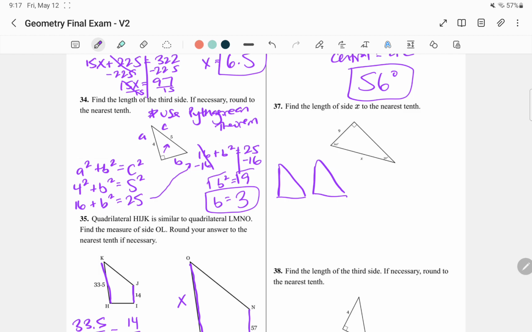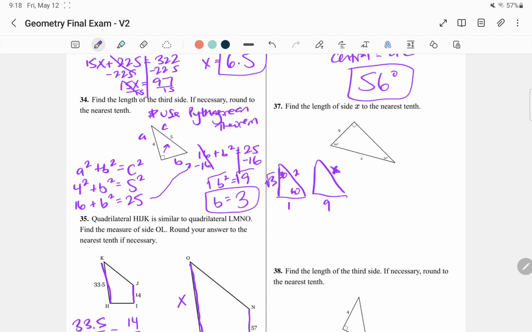So if it's a 30, 60, 90 triangle, let's look at my note sheet here. Across from 30, let's label 30 and 60. Now across from 30 is 1, across from 60 is root 3, and then this one is 2. And then with our question here, our hypotenuse is x, and our bottom across from 30 is 9.